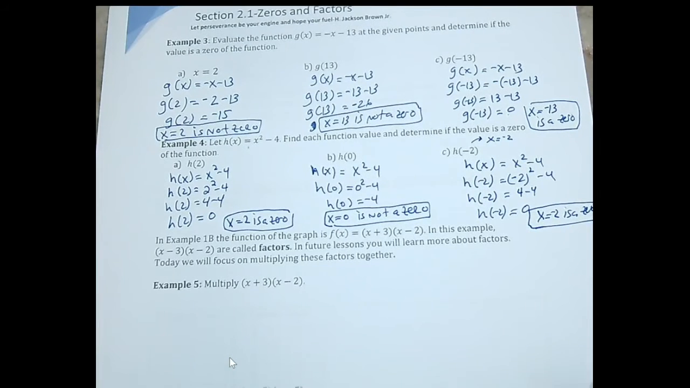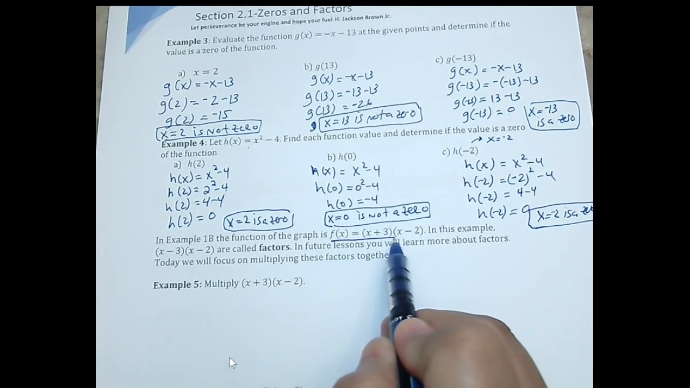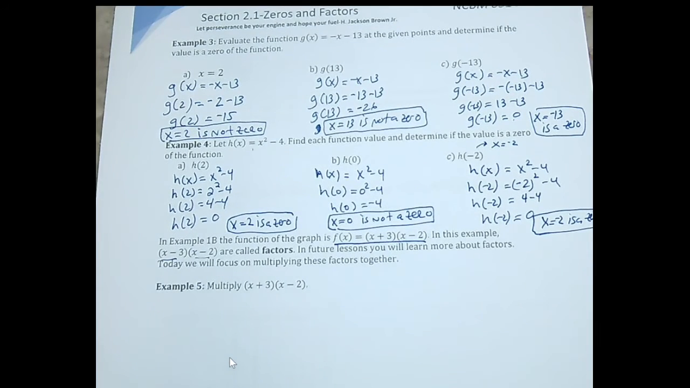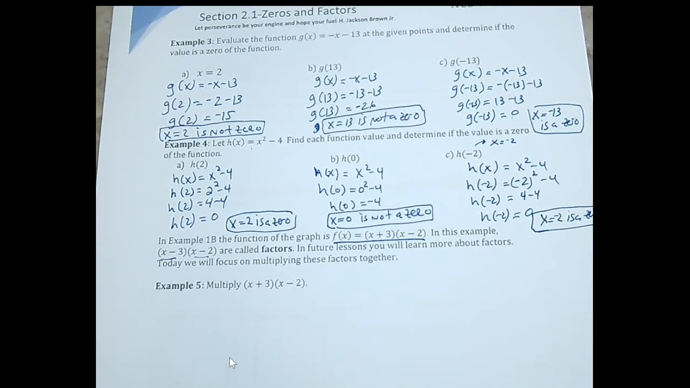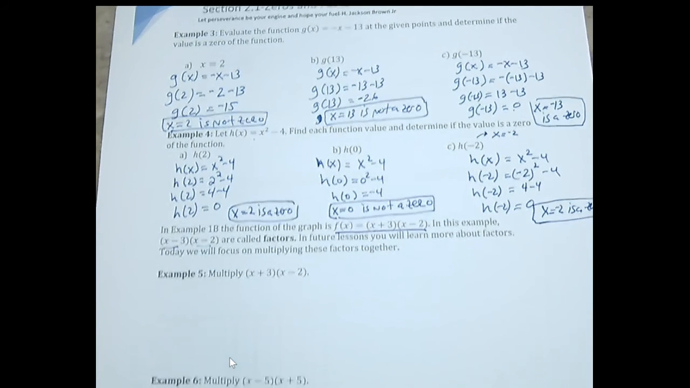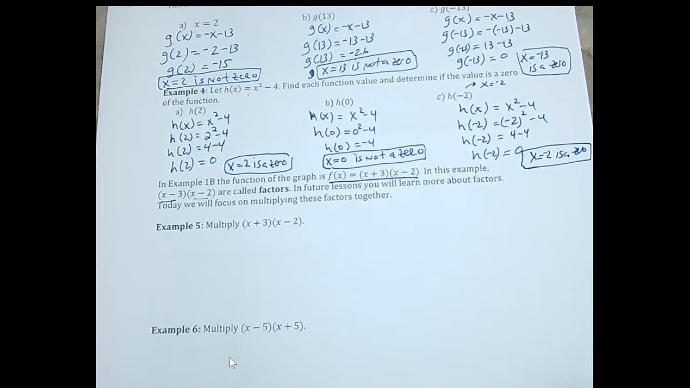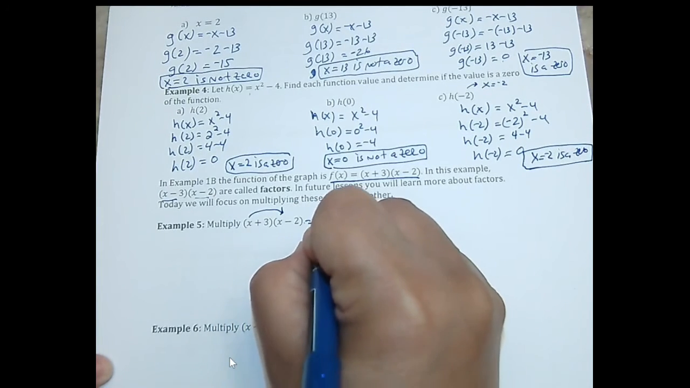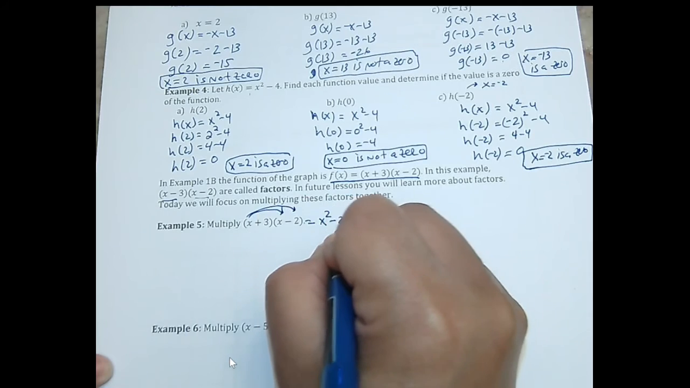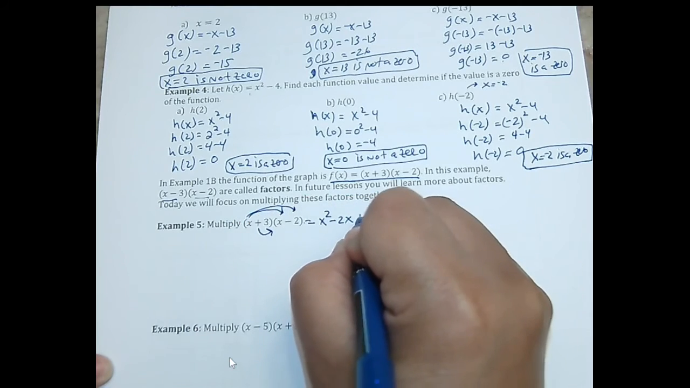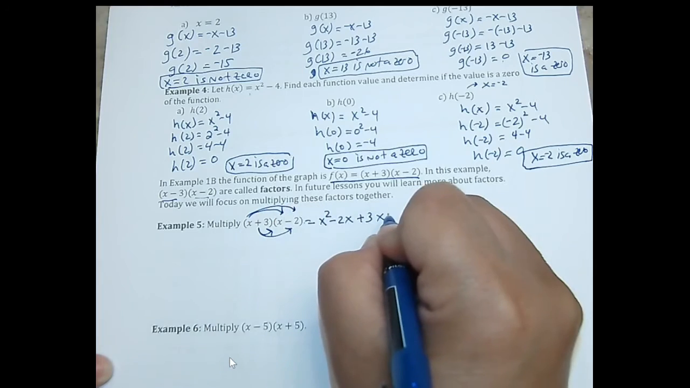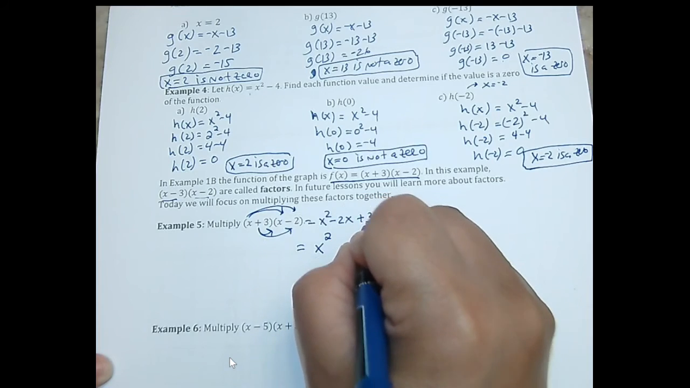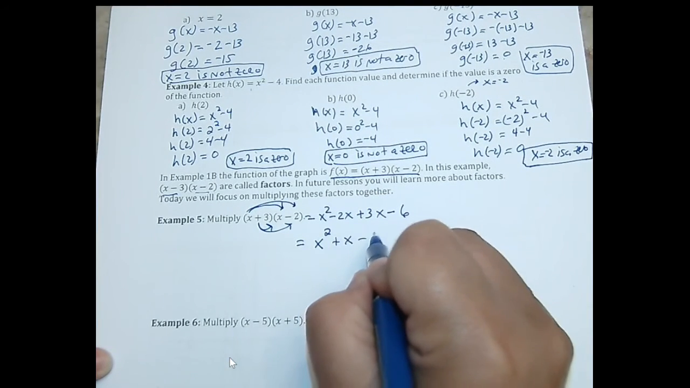Okay, so in the previous example, we saw the function could be written as this. And so here, the x minus 3 and the x minus 2 are called factors. In future lessons, you'll use these factors to find the zeros. For now, let's just multiply them. Here I would get x times x is x squared. x times negative 2 is negative 2x. 3 times x is positive 3x. And 3 times negative 2 is negative 6. Combine your like terms. Negative 2x plus 3x is 1x, minus 6.